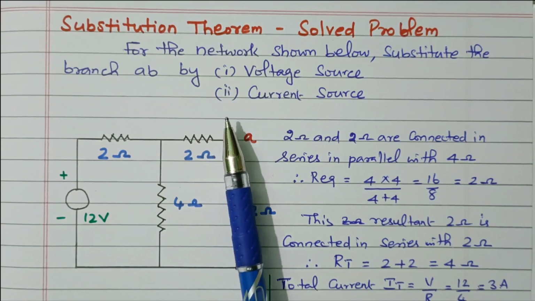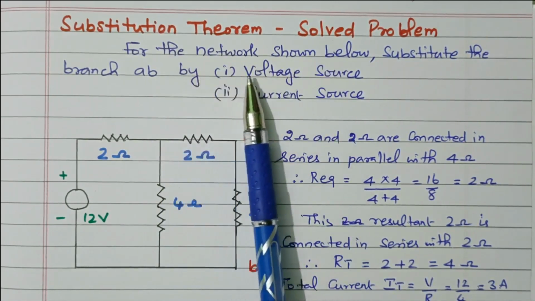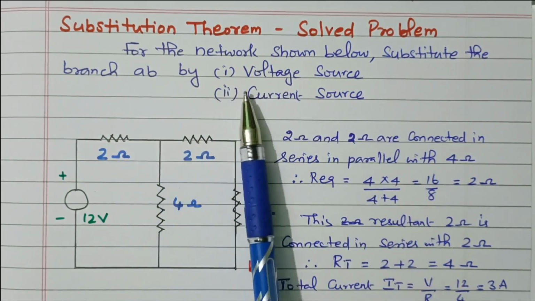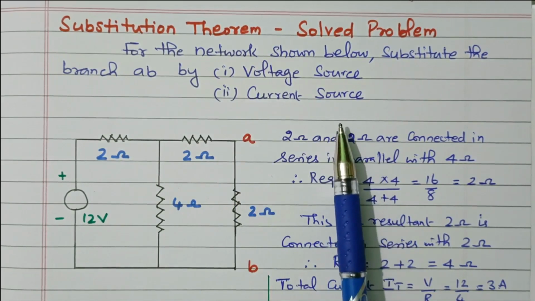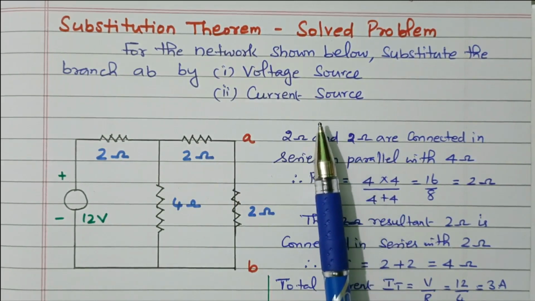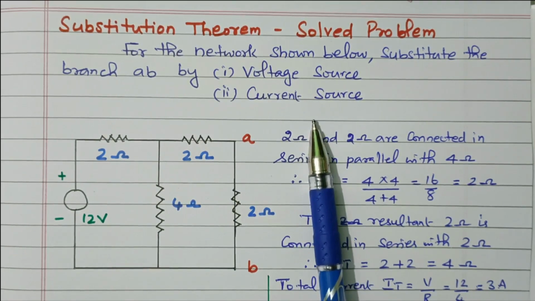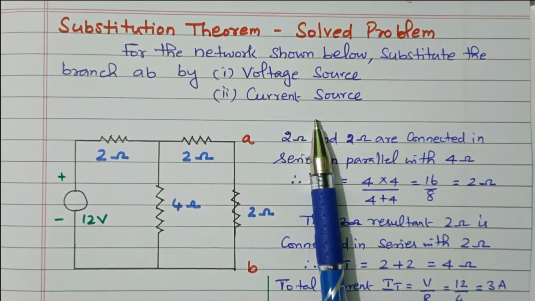Now we will go to the topic. Solved problem for the substitution theorem. For the network shown below, substitute the branch AB by a voltage source or current source. We know that the substitution theorem means any branch can be replaced by some other branch while maintaining voltage and current. We can replace it with other elements, but we should maintain the current and voltage.